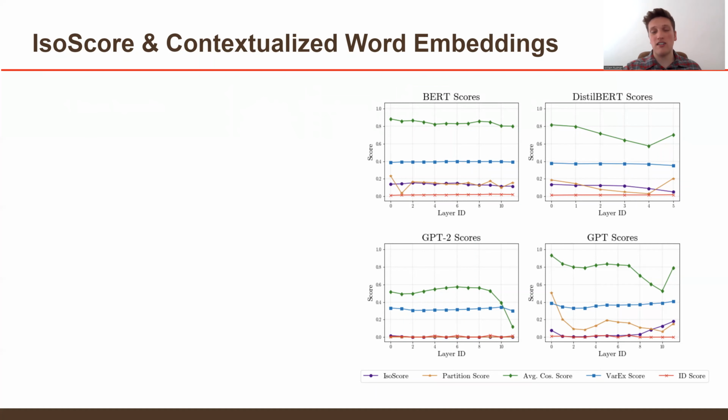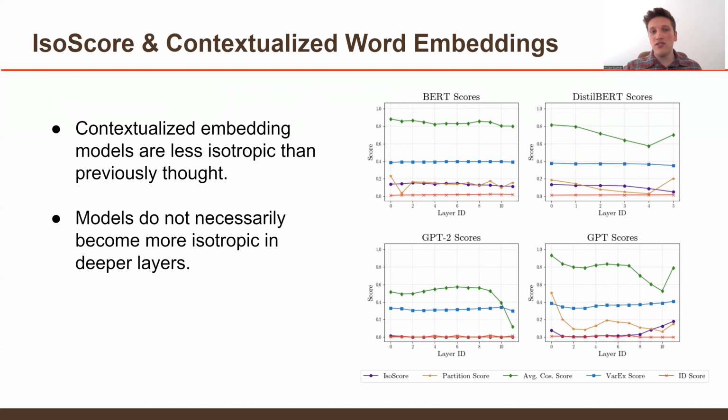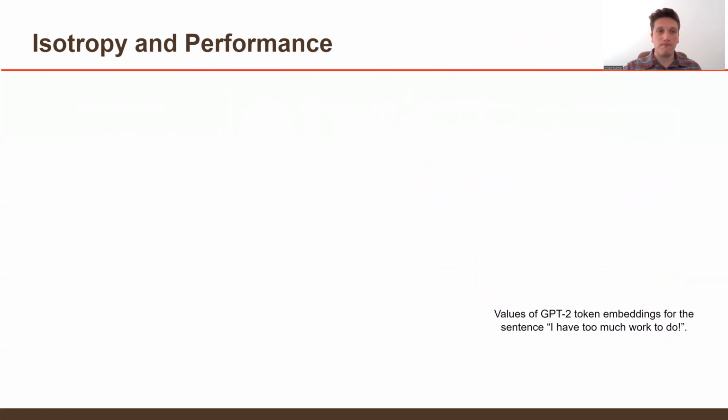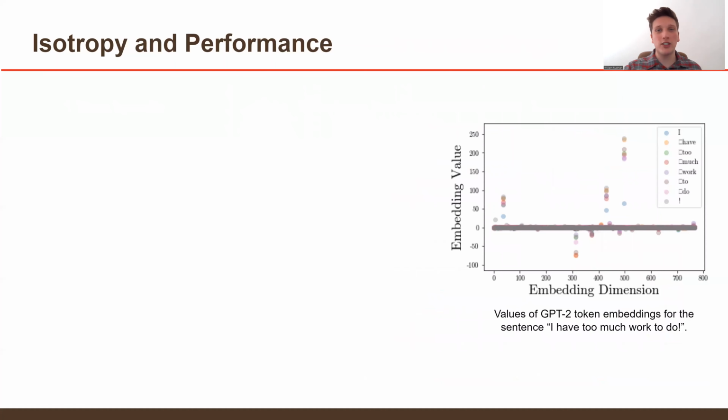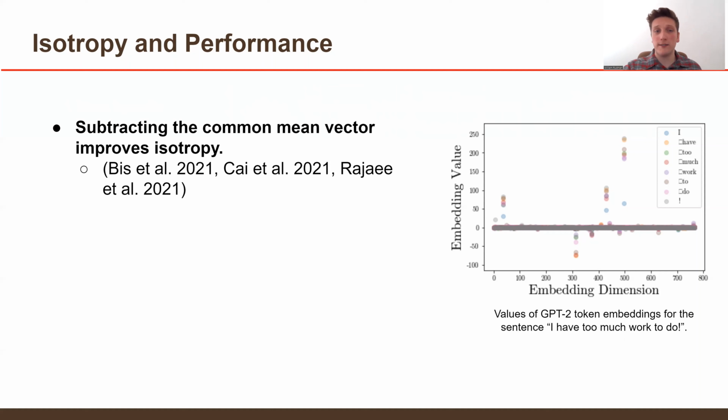Now, we renormalize cosine similarity to fit within these constraints. The first thing that we see is that contextualized embedding models are less isotropic than previously thought. And we also see that these models do not necessarily become more isotropic in deeper layers. Now, there's been a connection between isotropy and performance in the literature, but the most common way of improving isotropy is by subtracting the common mean vector, which we know has nothing to do with isotropy since it's a property of the covariance matrix.